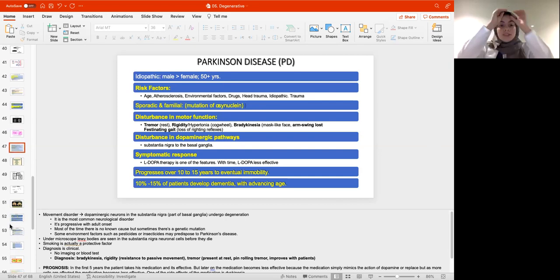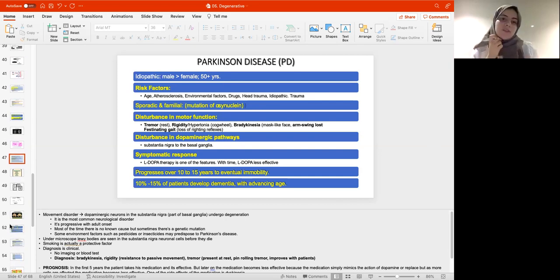Okay, now Parkinson's disease. This one, they'll definitely ask you about it. The three things they like in this entire presentation are Alzheimer's, Parkinson's, and Huntington's. These are the three that I'm pretty sure they would mention at least one question about each. So Parkinson's disease, it's idiopathic, males more than females, we know this.